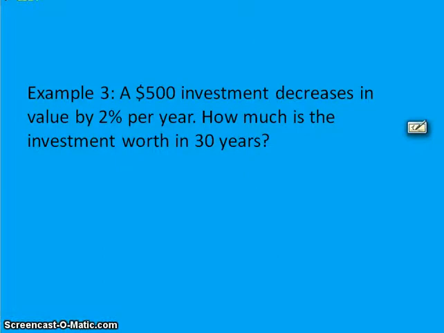So let's set this one up. We have a $500 investment, and it decreases in value by 2% per year. So the initial amount is $500, and again, we're keeping 98%. How much will it be worth after 30 years? So 0.98 to the 30th power is 0.5454. And then we want to multiply that by 500. $272.74.